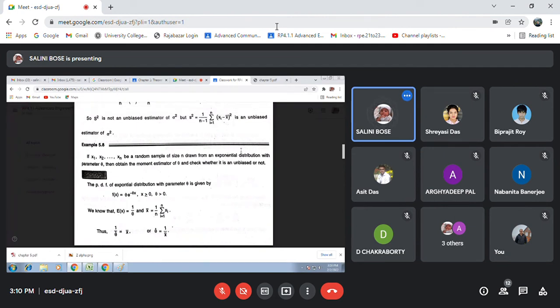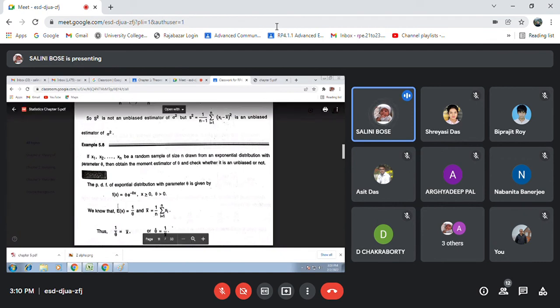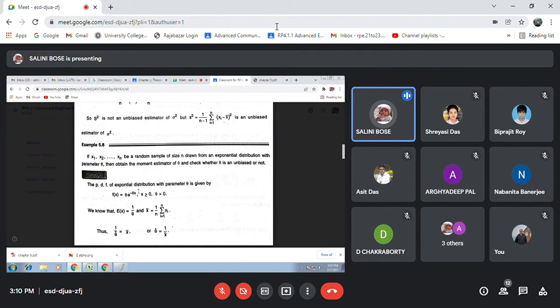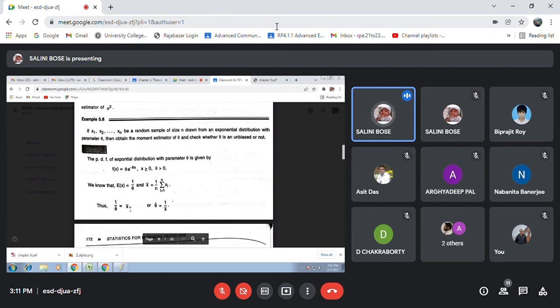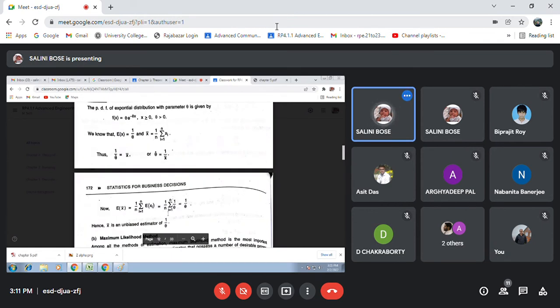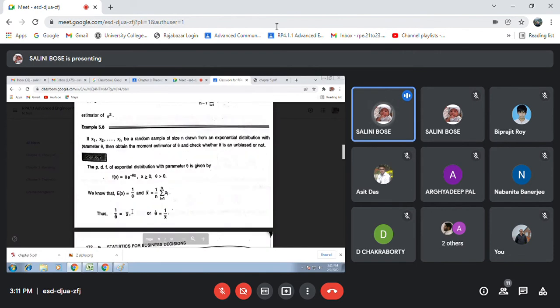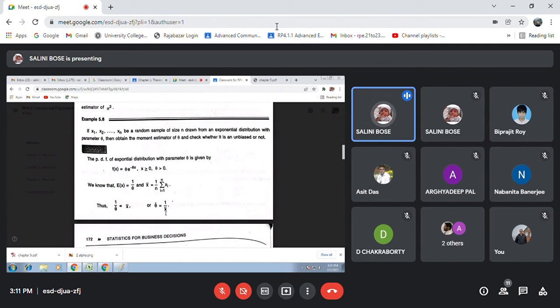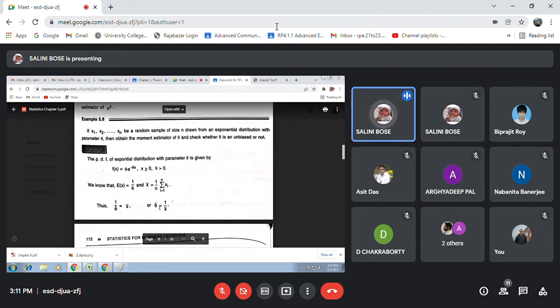In the exponential distribution, the PDF is theta e to the power minus theta x, and you have to obtain the moment estimator of theta. So just equate with x bar. You know E of x equal to 1 by theta, so E of x bar is E of x equal to 1 by theta. You know the formula for x bar, so you just equate this too. You will get theta cap equal to 1 by x bar. Now find out E of x bar. From here you can easily understand that x bar is the moment estimator of theta.